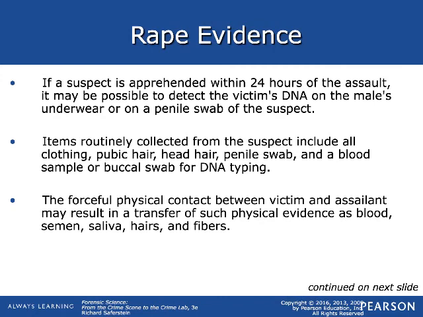Okay, now, if the suspect is apprehended within 24 hours of the assault, it might be possible to find the victim's DNA on the male suspect's underwear, or on the penile swab. So there could have been transfer to the guy's penis, and then it could have rubbed on his underwear. And there's a case study in the book. It talks about the fact that the woman had consensual sex with one guy, and then she was raped. So they found her cells in the rapist's underwear, but they also found the consensual sex man's cells in the underwear.